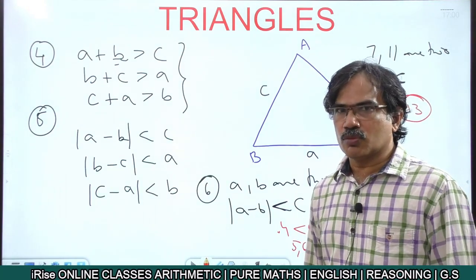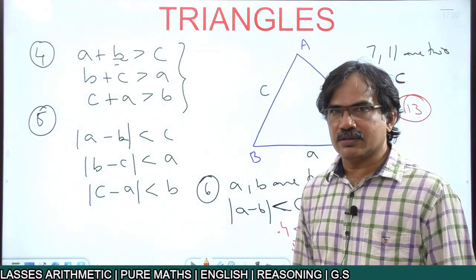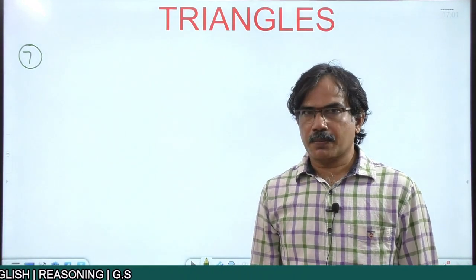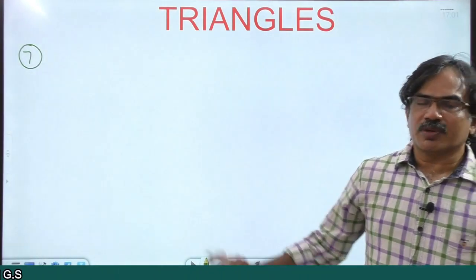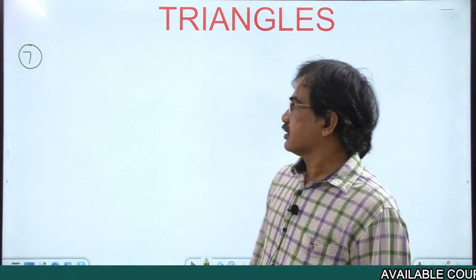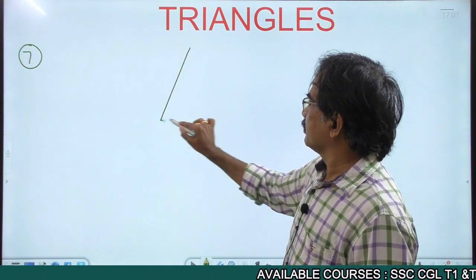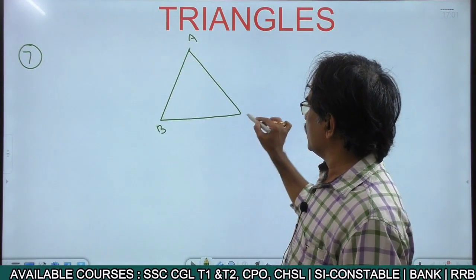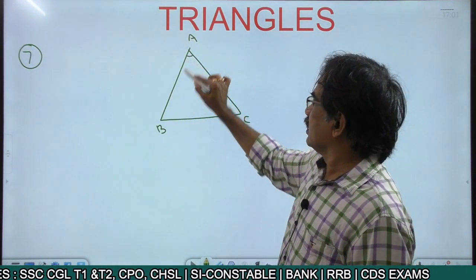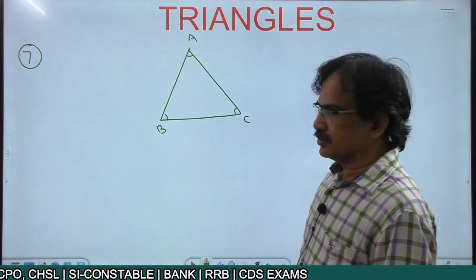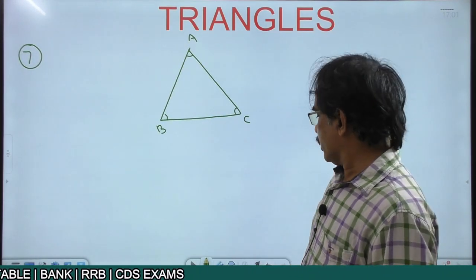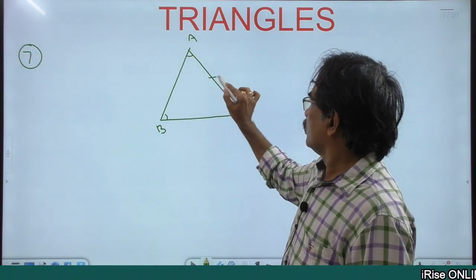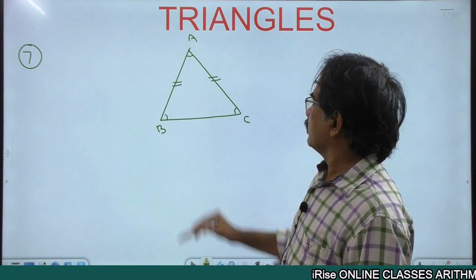Next, a few more properties. See carefully. Property number 7. This property is related to sides and angles. If this is a triangle A, B, C, with angle A, angle B, angle C, let these two sides be equal.